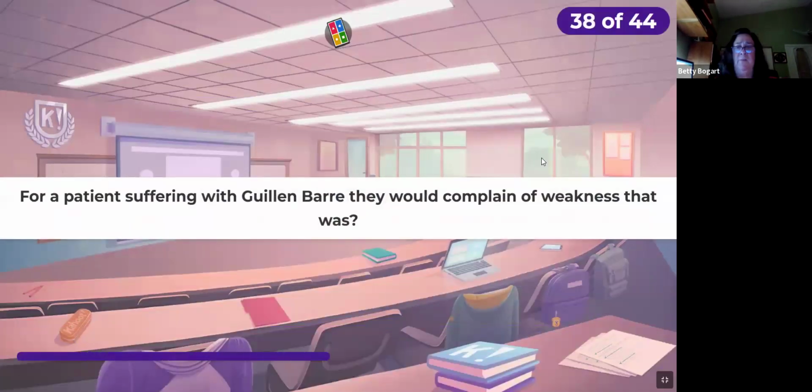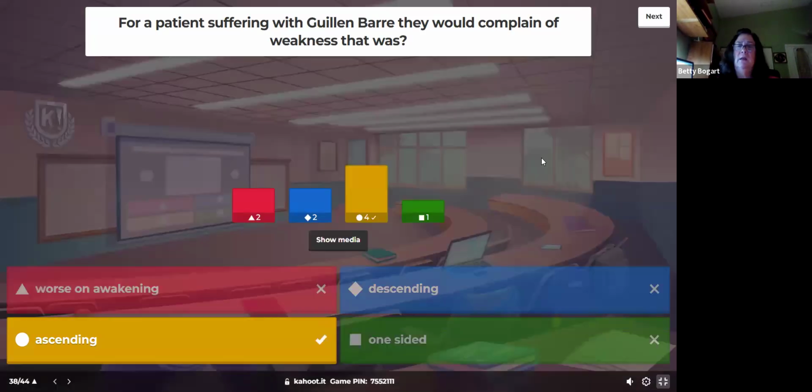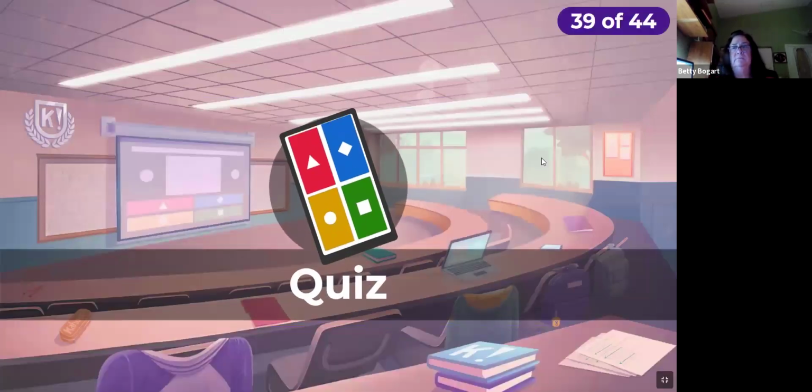For a patient suffering with Guillain-Barré, they would complain of weakness that was what? So it's basically what we call ascending, which means it starts from the feet and it ascends upwards until it gets that phrenic nerve, okay? Ascending.